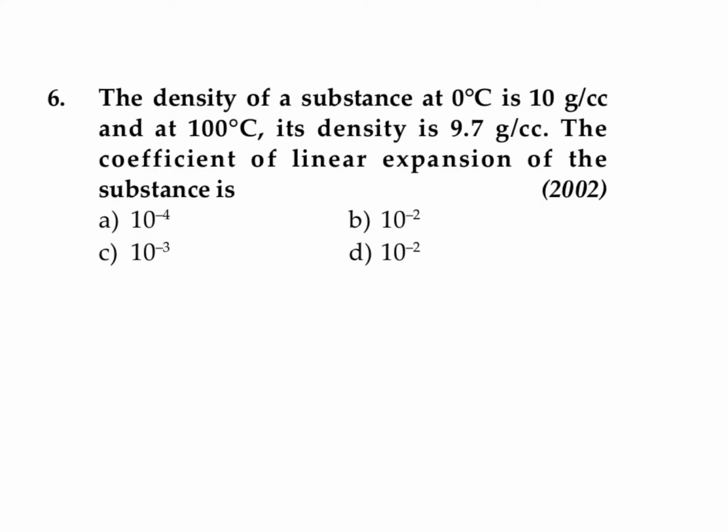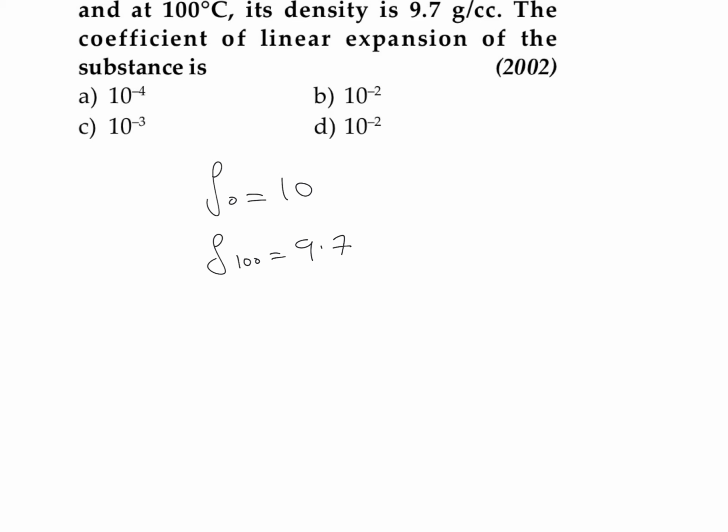In this question, it is given that the density of a substance at 0 degree Celsius is 10 gram per centimeter cube. So the density at 0 degree Celsius is given as 10, and at 100 degree Celsius its density is given as 9.7. The coefficient of linear expansion of the substance is to be found, that is the value of alpha. So first we can find the value of gamma, then we can find the value of alpha.